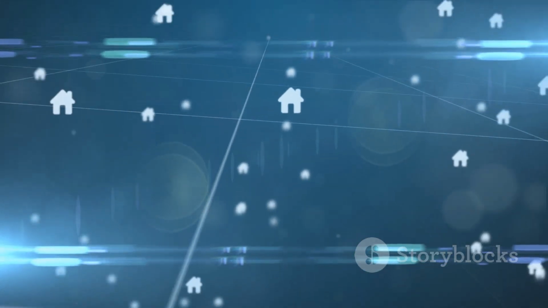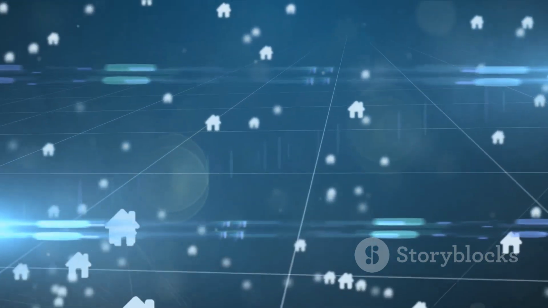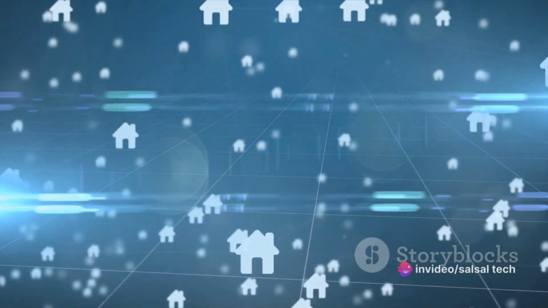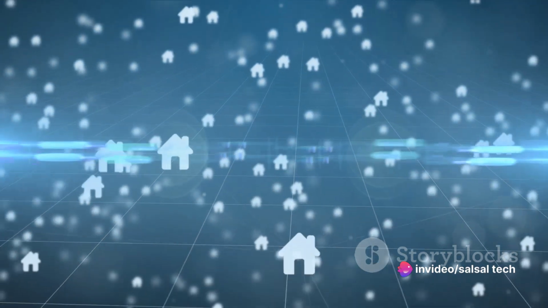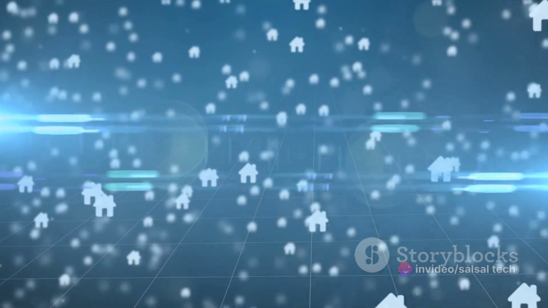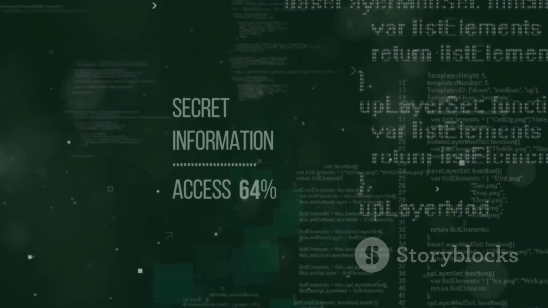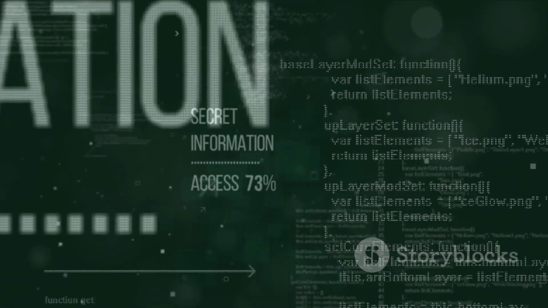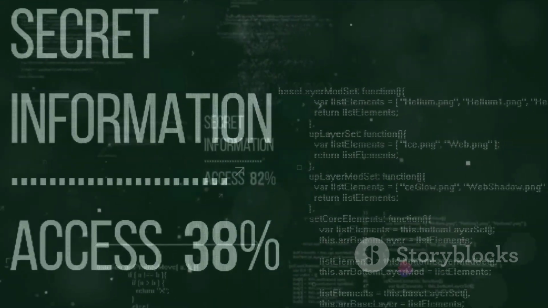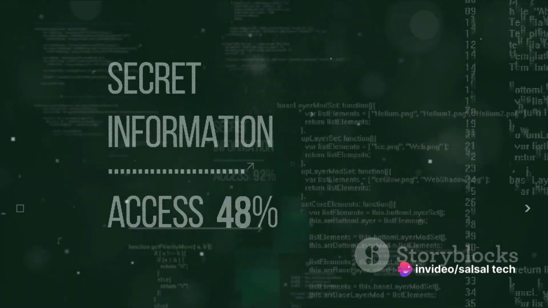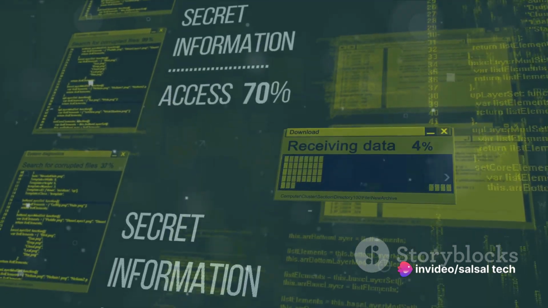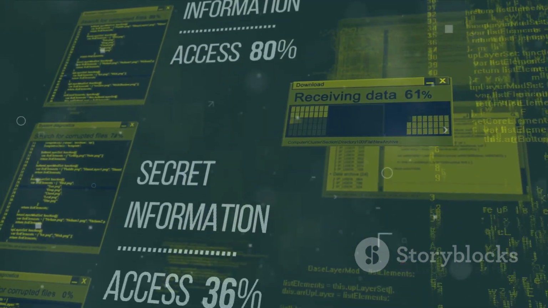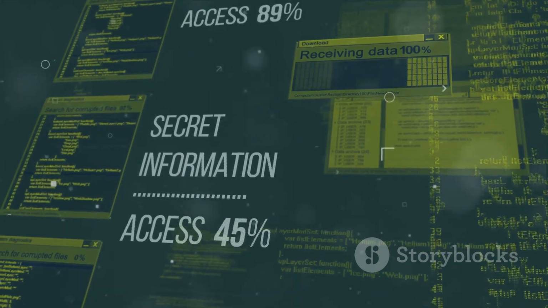In essence, NAT acts as a translator, mapping your private IP addresses to a public one, and vice versa, allowing data to flow smoothly between your devices and the internet. This ingenious solution not only conserves the limited pool of public IP addresses, but also enhances your network security by keeping your private IP addresses hidden from the rest of the world. So NAT, or Network Address Translation, is our hero.